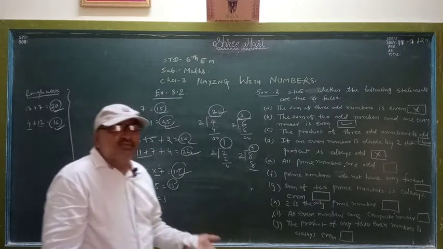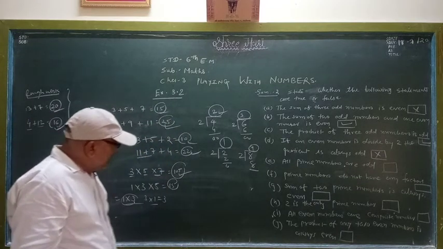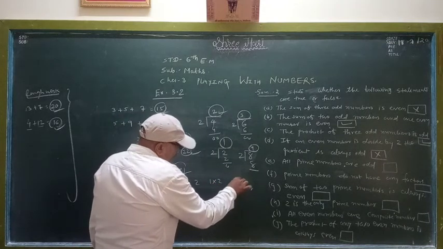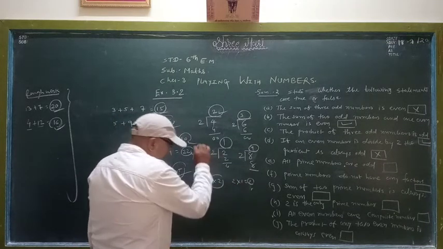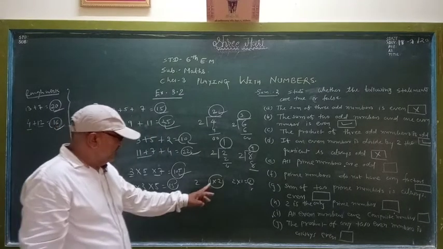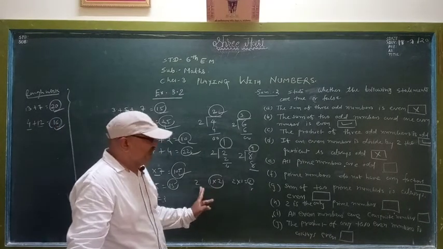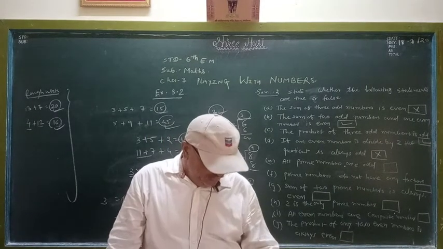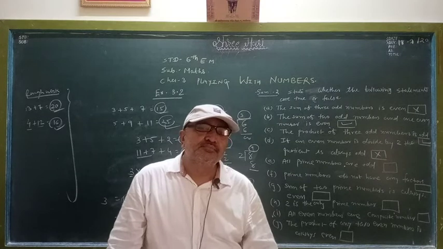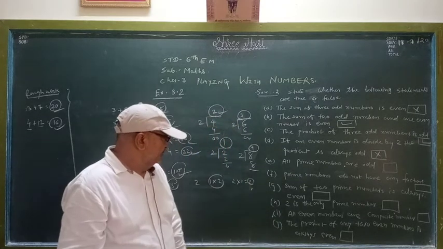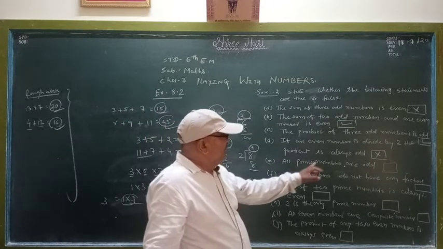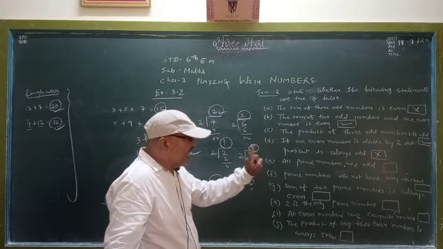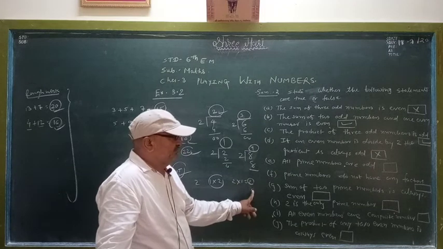So 3 is an odd number. Like this, 2: 1 times 2 is 2, otherwise 2 times 1 is 2. So 2 also has 2 factors, one is 1 and the other is 2 itself. So 2 is also a prime number. So we can say not all prime numbers are odd, but 2 is a prime number and even.